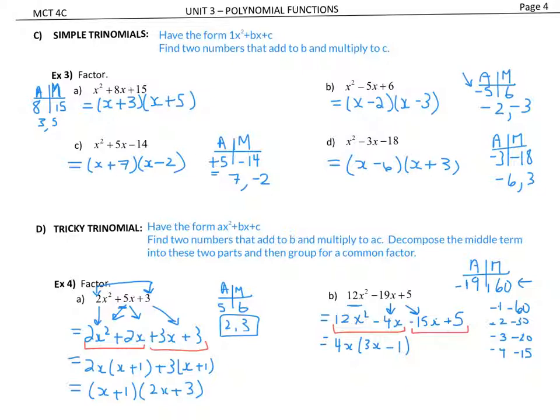Out of the next pair, I want my bracket to have a positive 3x. So if I have a minus 15x, I'm going to need to make that a minus 5 to get my minus 15x, and then a minus 1, so that my brackets are the same. A minus 5 and a minus 1 do multiply to positive 5. So those brackets are the same. We're going to have our 3x minus 1 as our common bracket, and it's multiplying 4x minus 5. And there we have our factored form on that one.